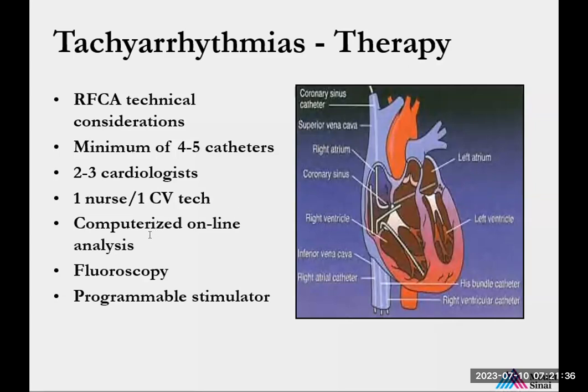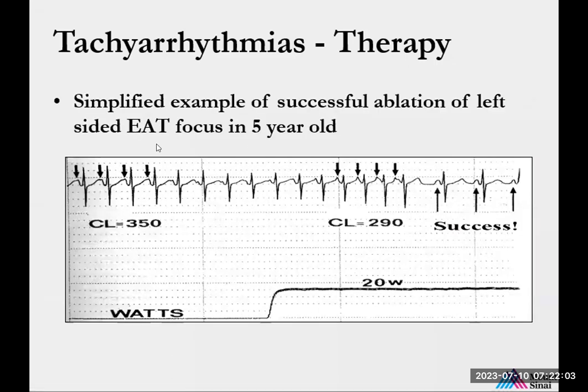We're using computerized online analysis, both through a standard computer as well as electroanatomical mapping, which we'll go over briefly. We're using fluoroscopy to some degree, although less in the present era, but I think it'd be fair to say most labs do still use fluoroscopy, at least in a limited manner. And then, of course, there's a program stimulator. So a lot of equipment, a lot of people, very involved procedure. However, extremely effective.